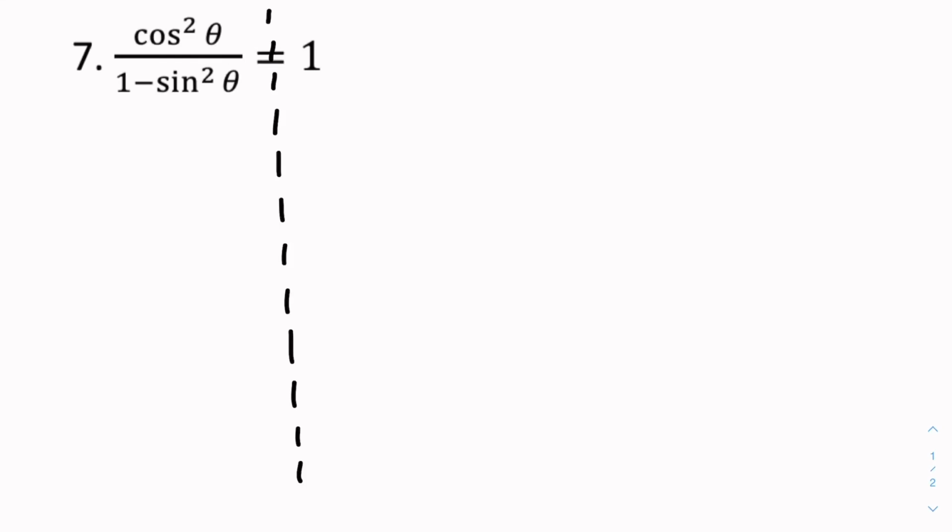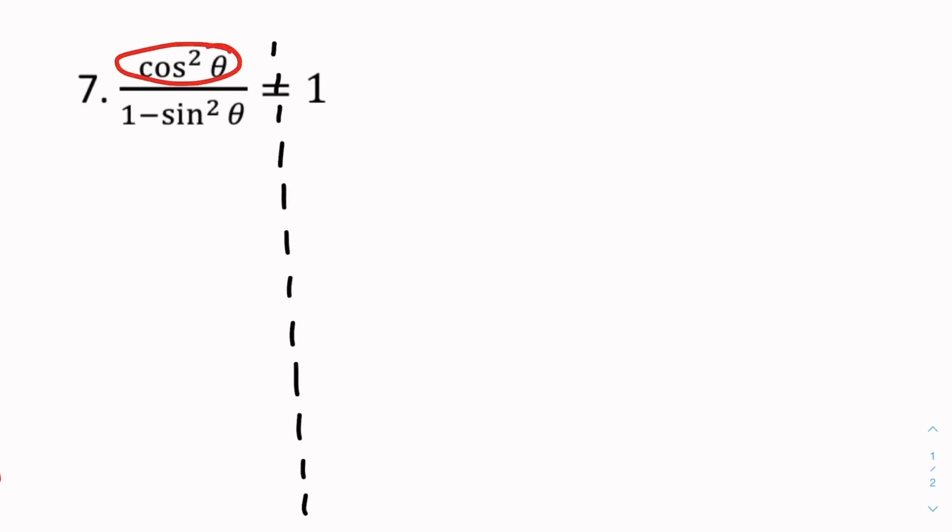Cool, so for this problem, you could have done a number of things. You could have replaced the bottom using rule 4 with cosine squared theta. So that cosine squared over cosine squared gives us 1. Or you could have replaced the numerator with rule 4 and changed that to 1 minus sine squared theta. So that 1 minus sine squared over 1 minus sine squared also equaled 1. I'm going to do the first way. So I'm going to circle this.